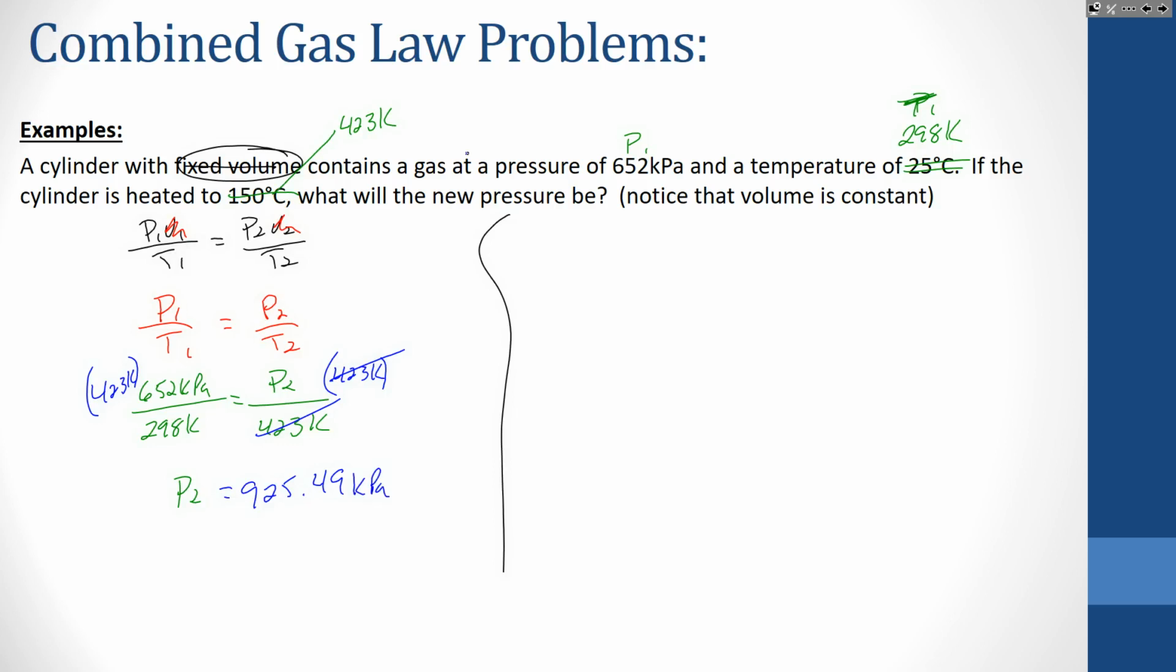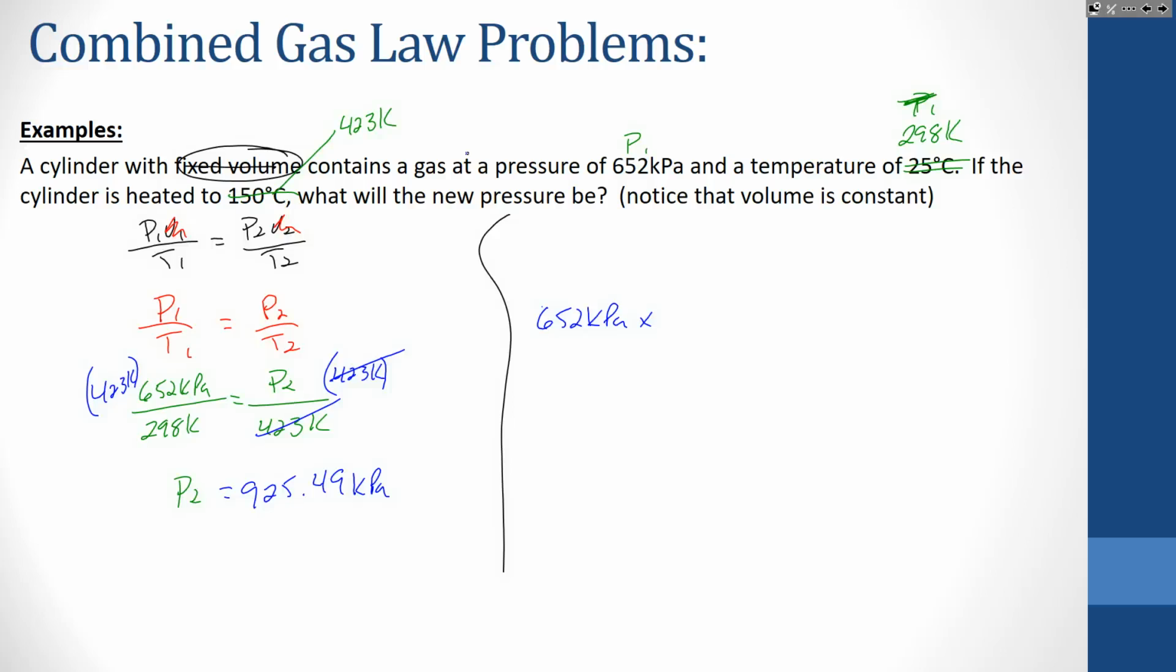Now, if you look, the temperature went up, so the pressure should go up. That makes sense. With the logic method, there's only going to be one ratio to worry about. So we are trying to find the new pressure. So I'm going to start with my original pressure, 652 kilopascals. So the volume is constant, it's fixed. So really, you're just not changing anything.